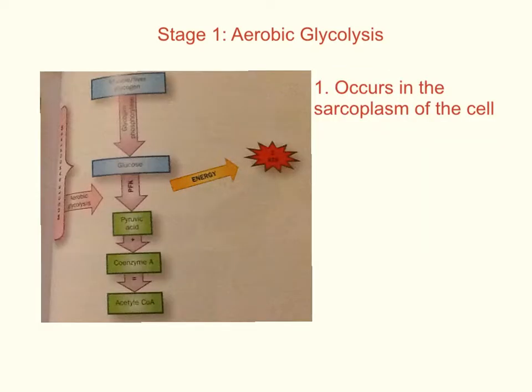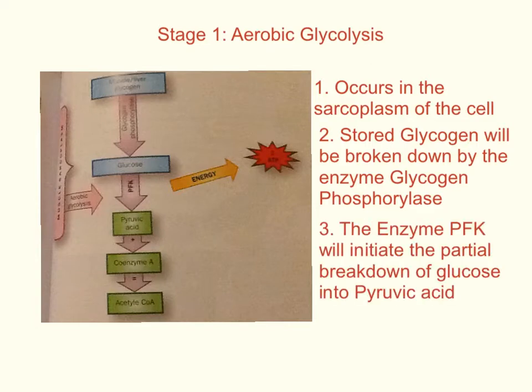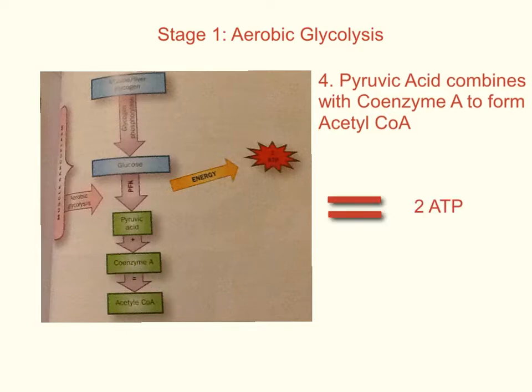At this stage, I think it's important to remind you exactly what happens in the initial stages of glycolysis. Remember, the first thing that you should mention is that glycolysis will occur in the sarcoplasm of the cell. Next, you must mention that the stored levels of glycogen, either in the muscle or in the liver, will be broken down by the enzyme glycogen phosphorylase. Then, the enzyme phosphofructokinase will initiate the partial breakdown of the glucose molecule into pyruvic acid. The pyruvic acid will then combine with coenzyme A to form acetyl-CoA. This process of aerobic glycolysis will allow us to yield 2 molecules of ATP.